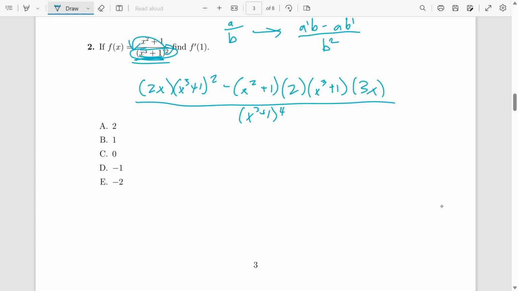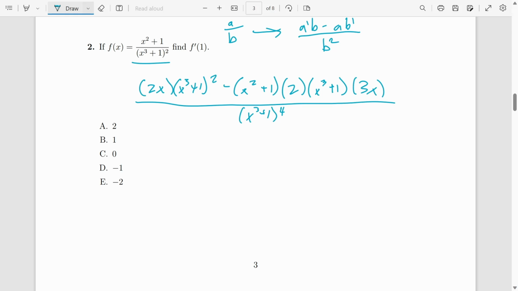So now we have our derivative. I would not recommend simplifying this. I never really recommend doing that after you do your derivative. It's just unnecessary work, and you'll have a higher likelihood of messing something up and getting a wrong answer. So I'm not going to simplify this at all. I'm just going to immediately plug in 1 for x and then simplify after.